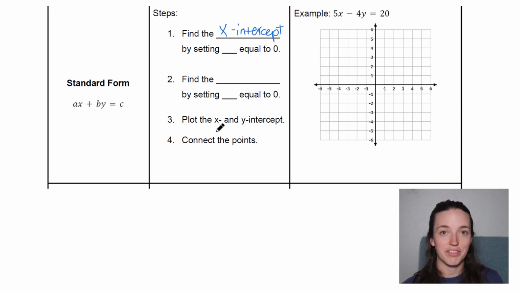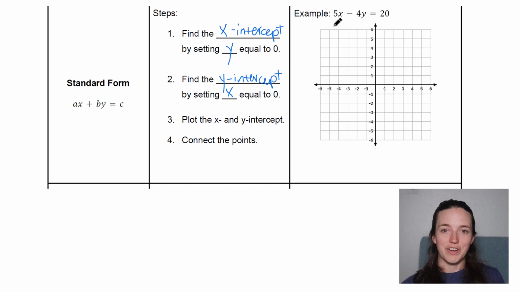Okay, so when you're graphing in standard form, the first thing you need to find is the x-intercept, and you find that by setting y equal to 0. Then you find the y-intercept, and you get that by setting x equal to 0. Once you have those two values, you plot them both, and then you connect the points.